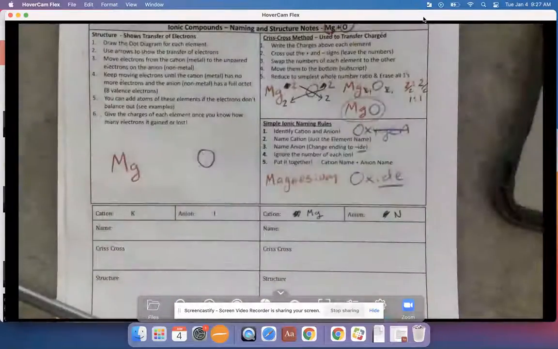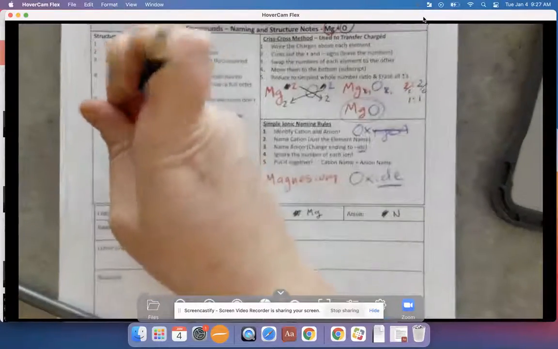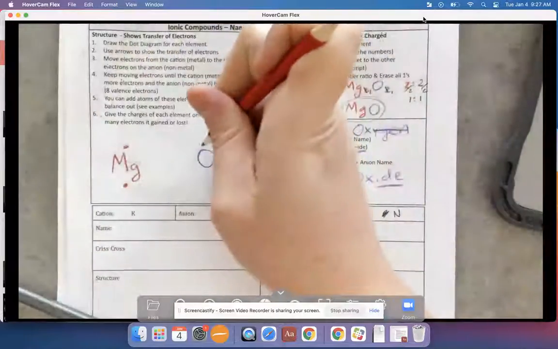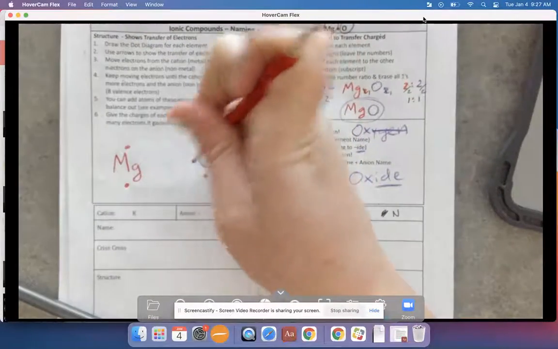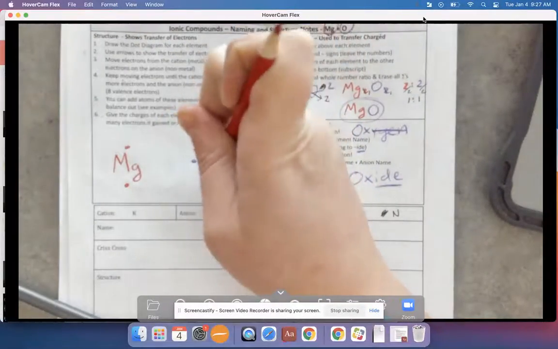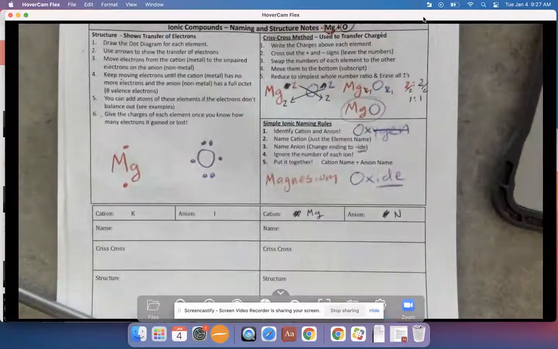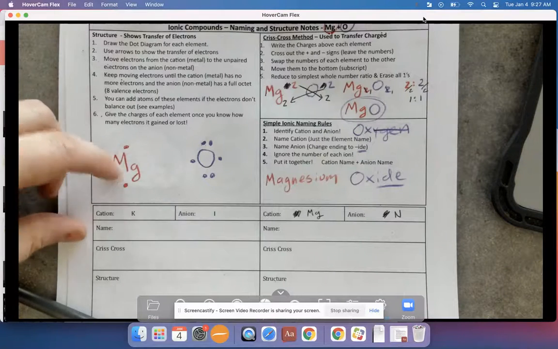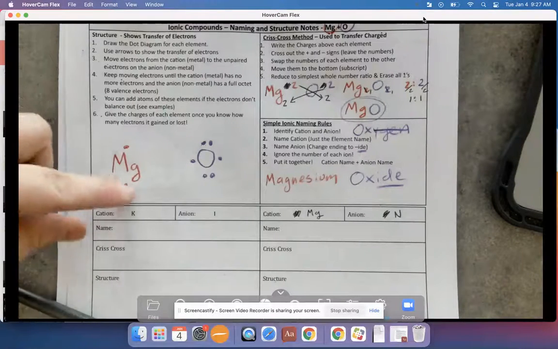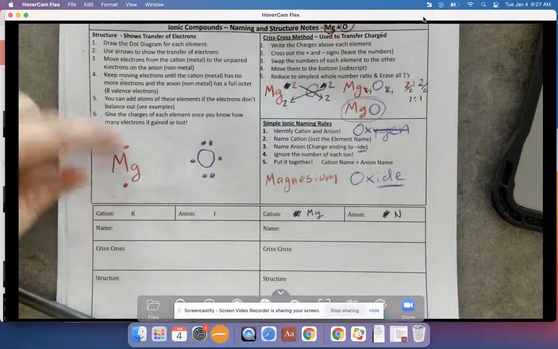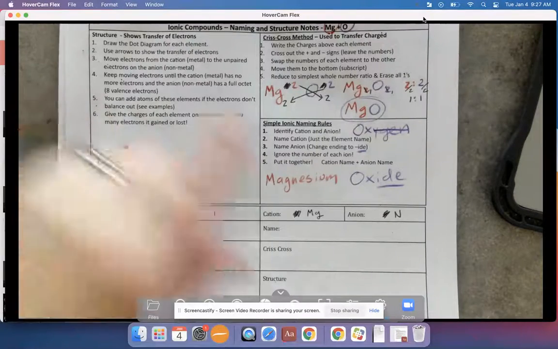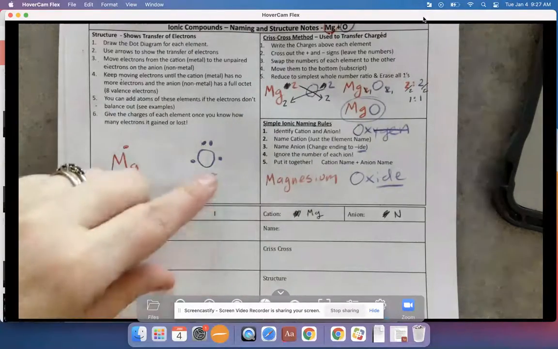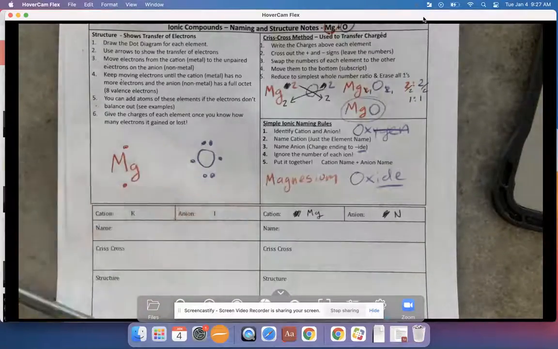So I'm going to draw them in our special order. Up, down, left, right, up, down. Now our metal has less electrons, and it's going to give them away. Now, underneath these 2, it has a full octet. It has 8, so it has extra electrons here. Oxygen is really close to having 8, so it's going to want to take those electrons.